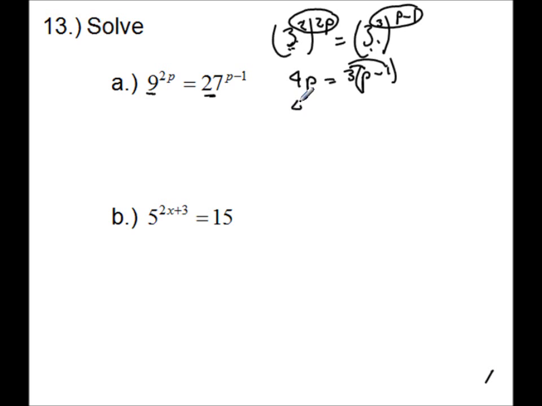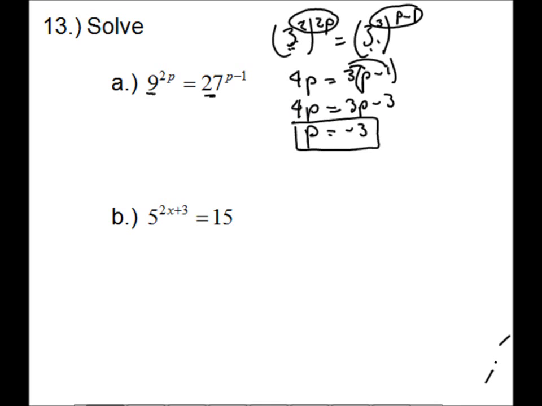So then we get 4p equals 3p minus 3. And then we subtract 3p from both sides, and we get p equals negative 3. And that is your answer. Now, the one thing that you can always do is you should be able to check your answer. So if you insert negative 3 into your answer, it should work.